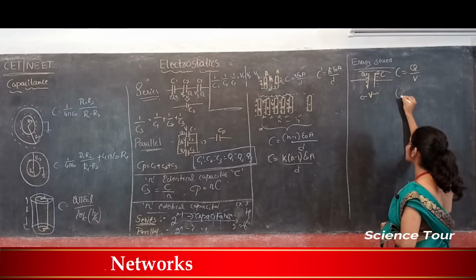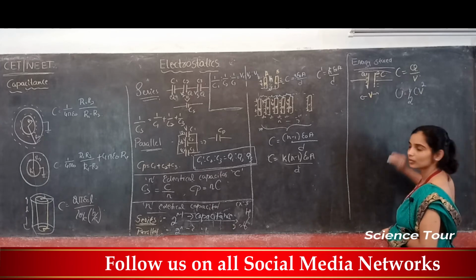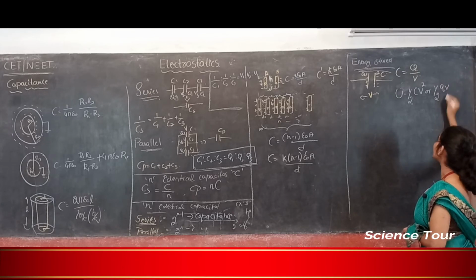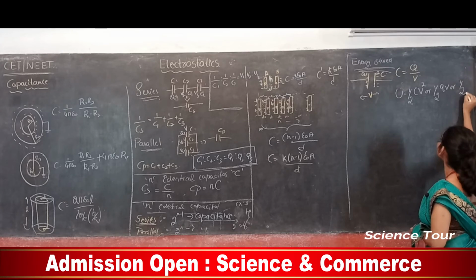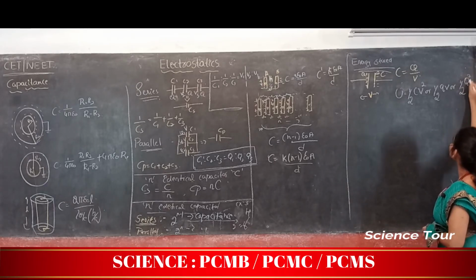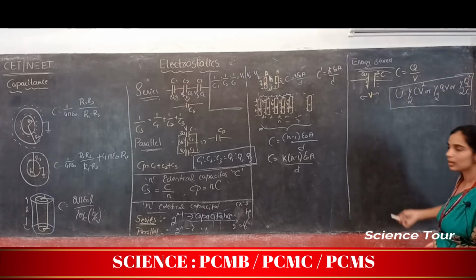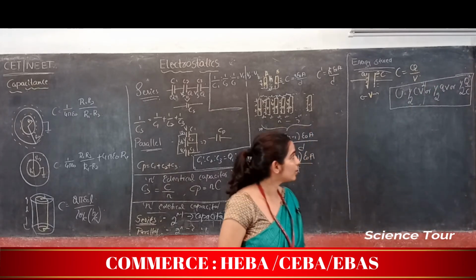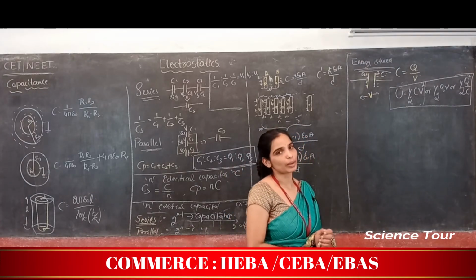Energy stored in this capacitor is equal to half times CV square, or half times Q into V, or half times Q square by C. Am I correct? There are three forms: half into CV square, or half into QV, or half into Q square by C, if you can recall from the board.